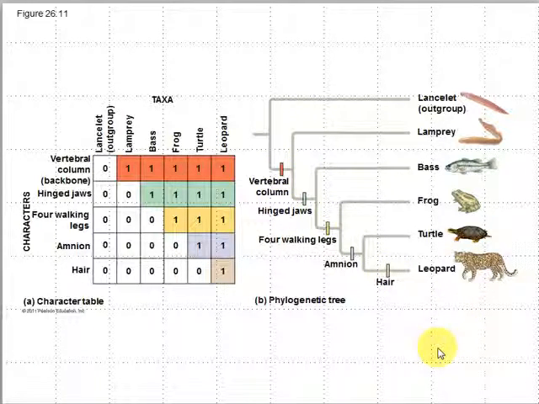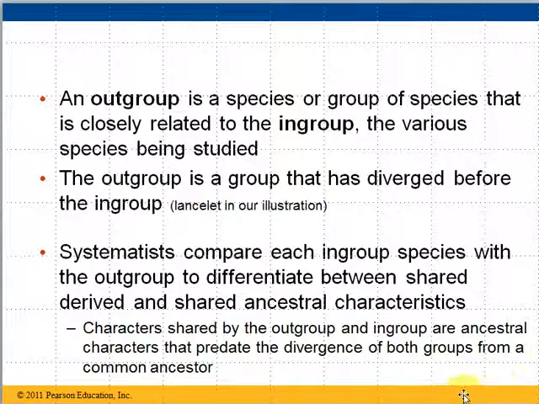Let's take a look at what outgroup and ingroup means, because you'll notice you see that here on the chart. An outgroup is a species or potentially a group of species that's closely related to the ingroup, the various species being studied. So the ingroup is kind of the group of creatures we're looking at, and the outgroup is another species or another group that's related to that, but the outgroup has diverged before the ingroup that we're looking at.